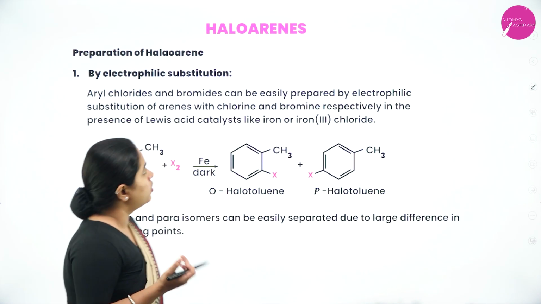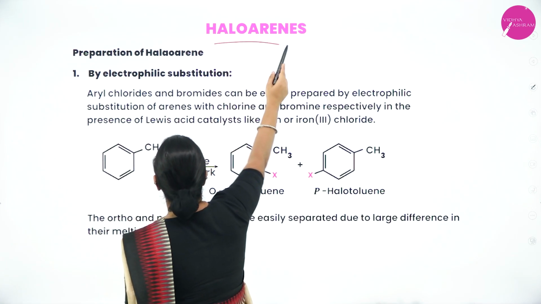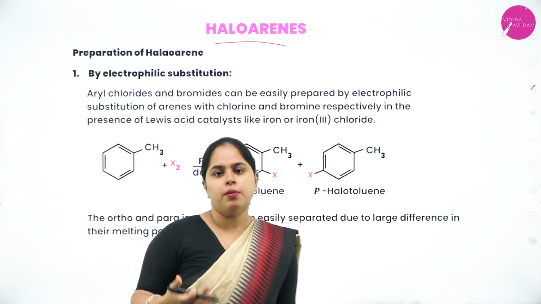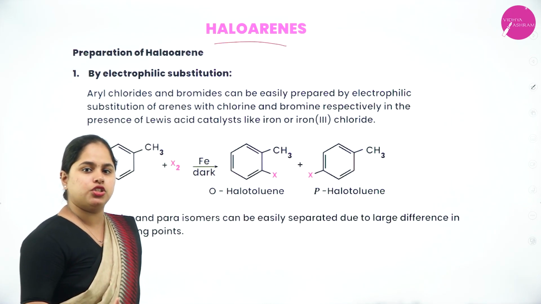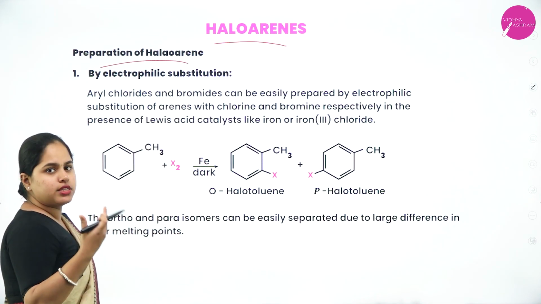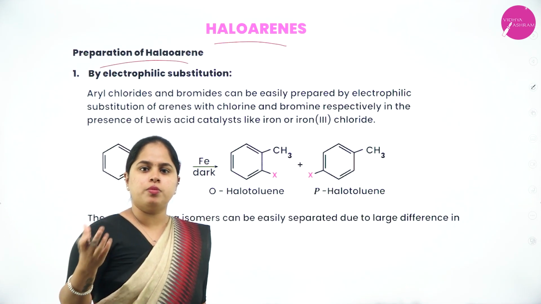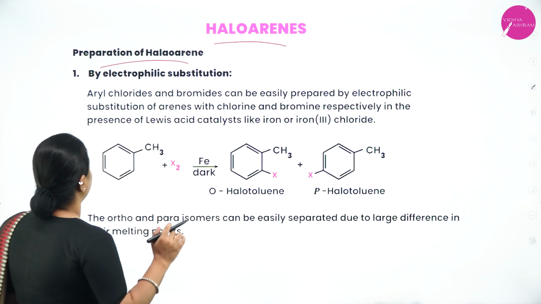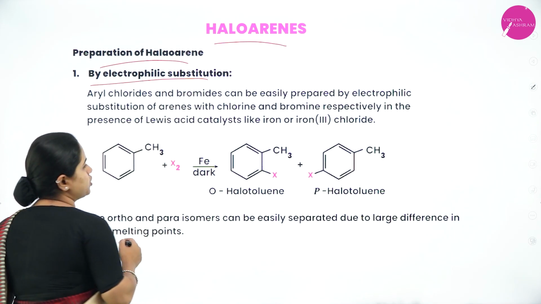Now we are going to study haloarenes. First we will study the preparation of haloarenes, then the chemical properties, that is various chemical reactions of haloarenes. So first, preparation of haloarene. What is haloarene? In an aromatic group, the hydrogen is replaced by a halogen atom. The first method is by electrophilic substitution reaction.